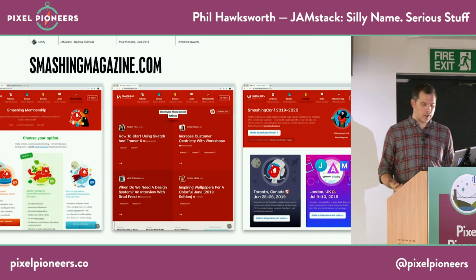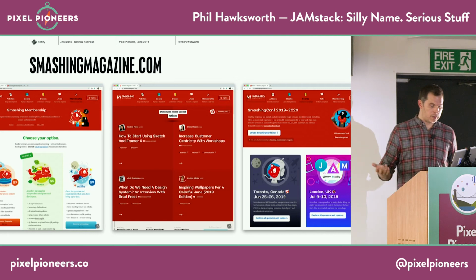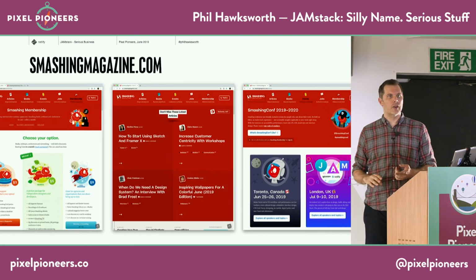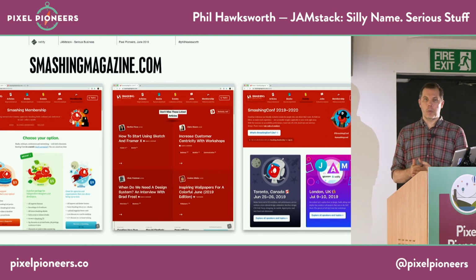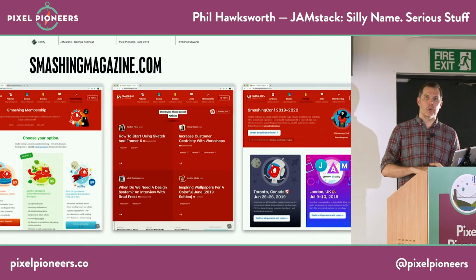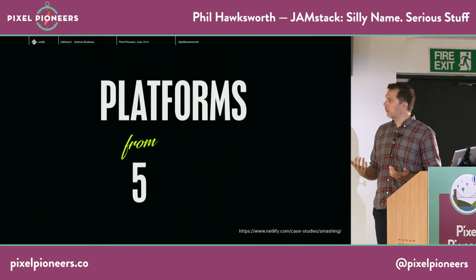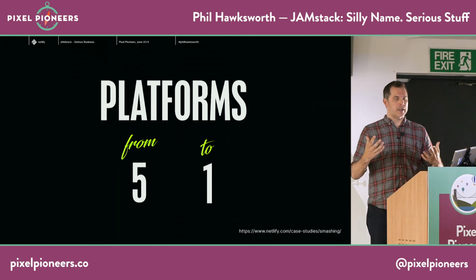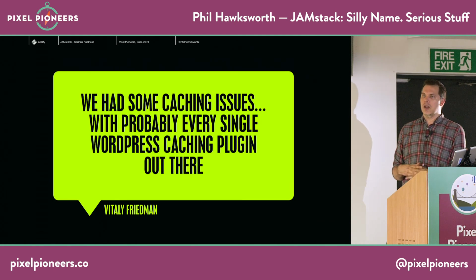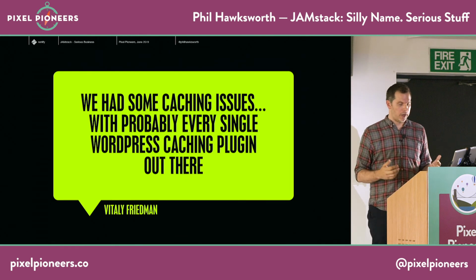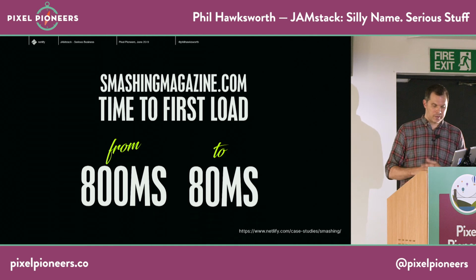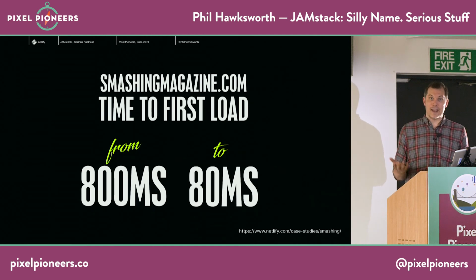A slightly different kind of site, one that might be a bit surprising, is Smashing Magazine. It's a JAMstack site, hosted statically. And this isn't just articles that were posted once upon a time on WordPress, but now static. There are other things here. There's a membership area that has login. There's e-commerce. There's a job board. All kinds of things. At one point, it was running on 5 different platforms, and now it's on one because it's statically generated and then hosted on a CDN. Vitaly Friedman, who is involved in the project, talked about having lots of caching issues with the site, and said they probably had every WordPress caching plugin out there. Then, by going JAMstack, they changed their time to first load from 800 milliseconds down to 80. So it's a 10x improvement in performance.